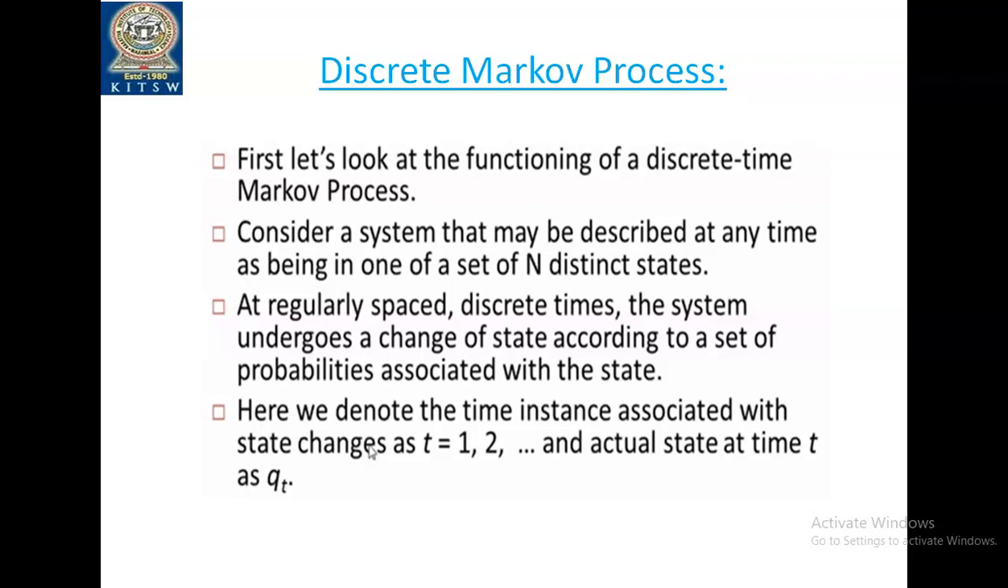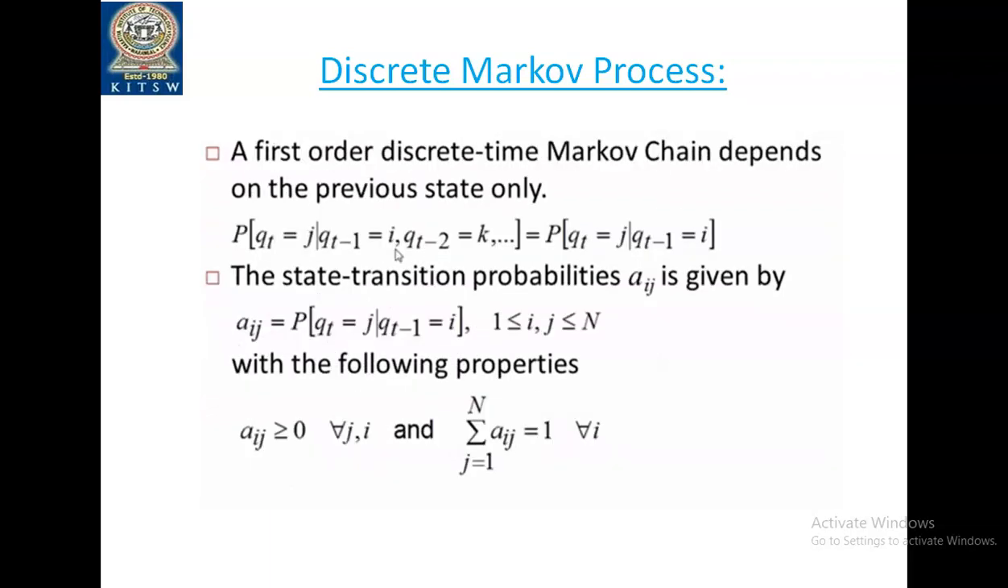So first let us look at the functioning of a discrete time system. We are considering a system that may be described at any time as being in one of a set of N states. At regularly spaced discrete times, the system undergoes a change of state according to a set of probabilities associated with the state, which we call the state transition probabilities. Here we denote the time instances associated with the state changes as t equal to 1, 2 and so on. The actual state at time t is qt. So this is a discrete Markov process.